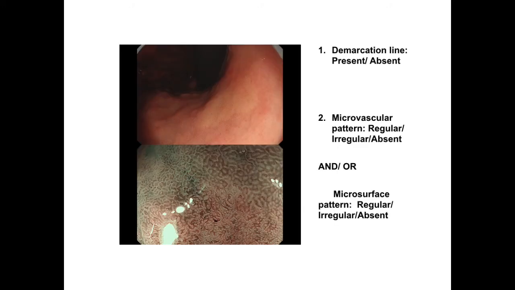Now this is an image. This again highlights the importance of a white light examination. If you look at the top image, if you don't examine carefully, you may pass it off as a normal mucosa. But if you look carefully, there is a pale appearing area at around 3 o'clock position.